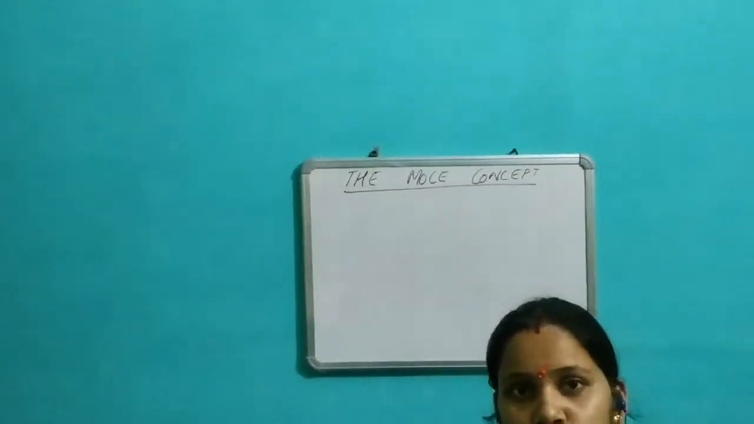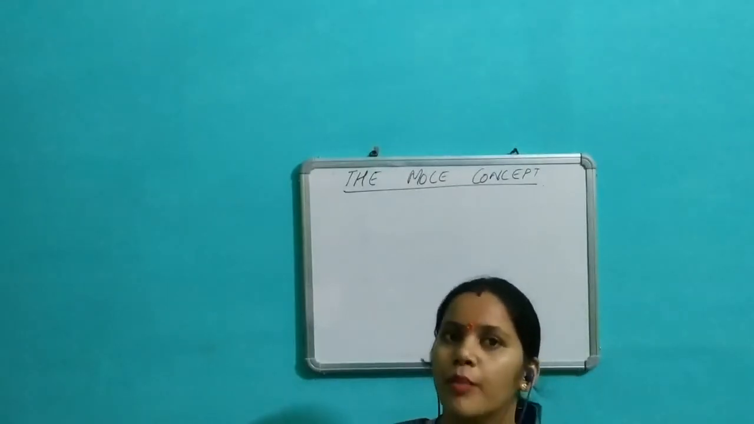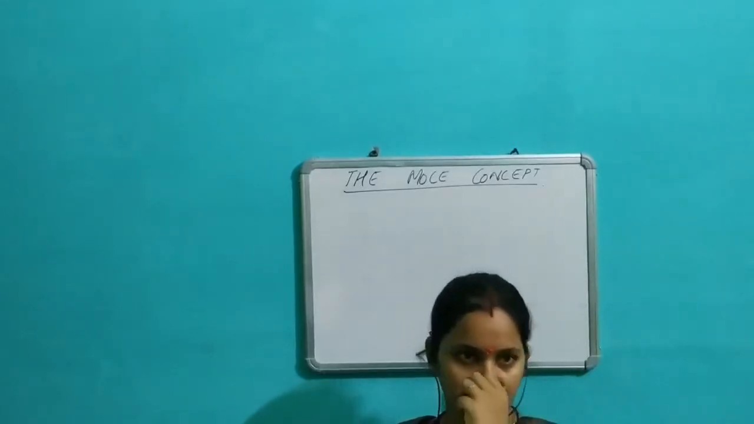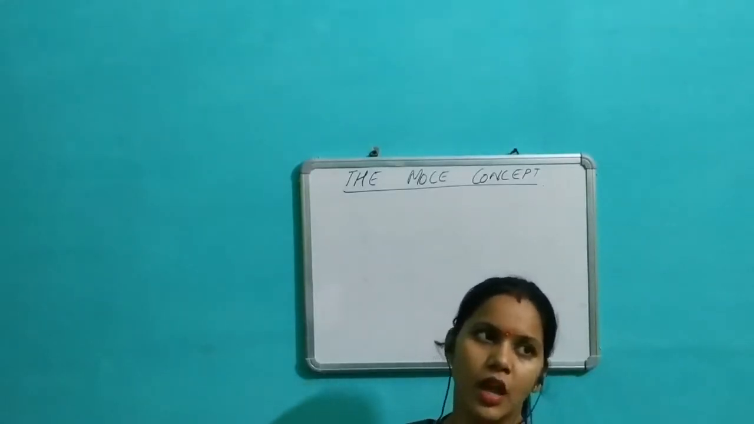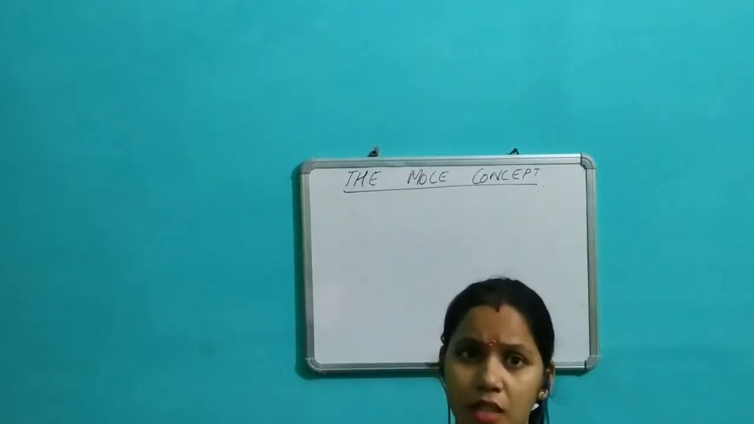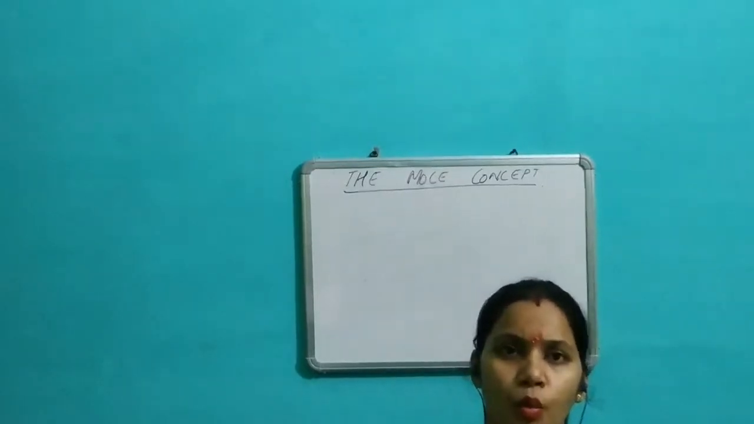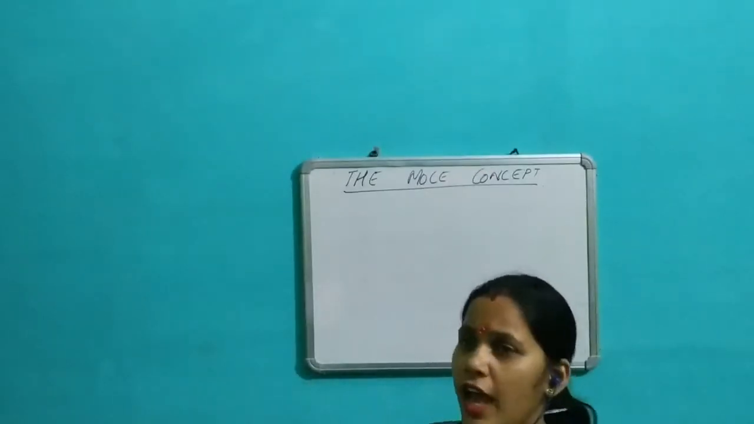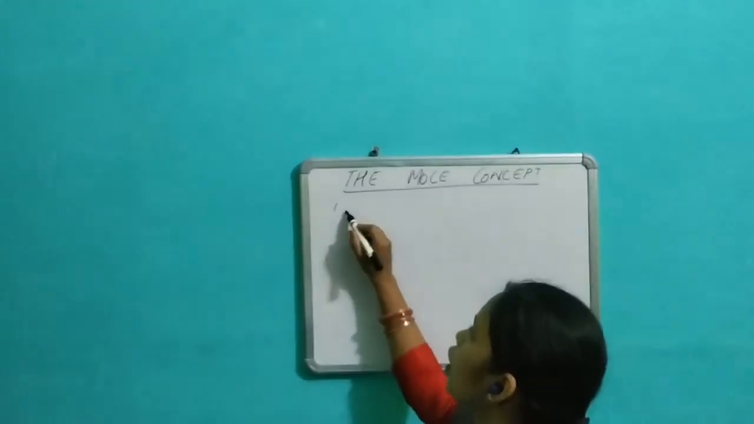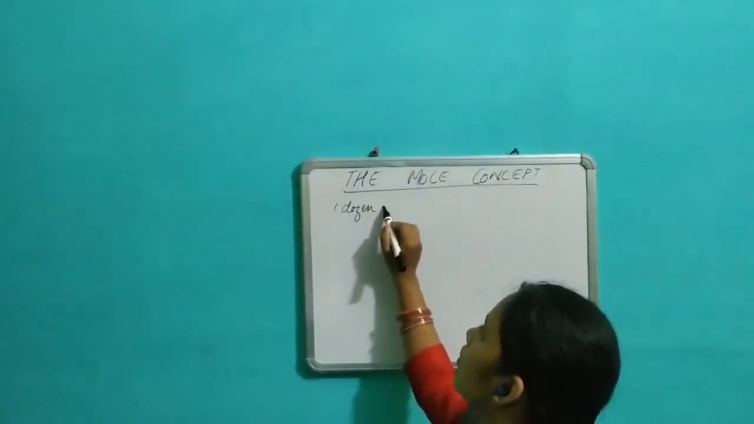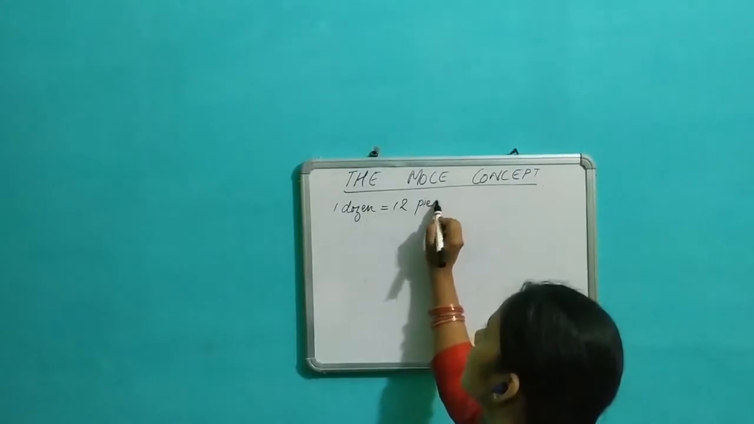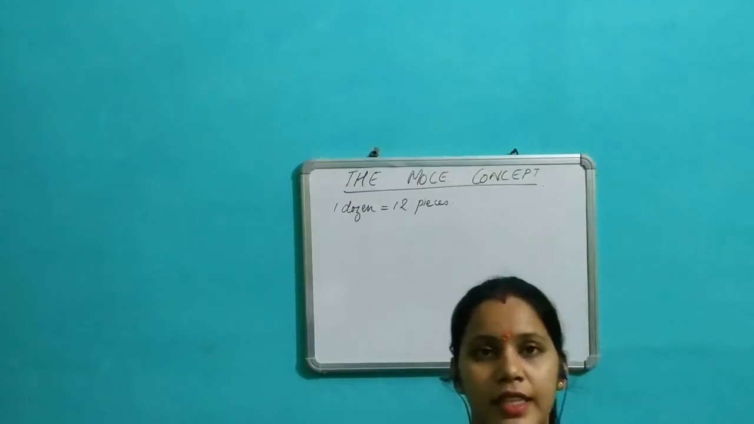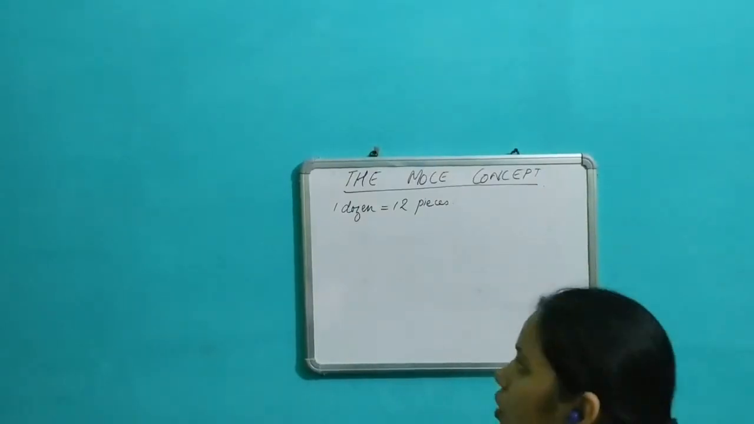Alright, so before we start, let us have some introduction about the mole concept. What is the mole concept after all? We often go to the market and buy things like oranges, bananas, eggs, and we say, please give me 1 dozen of oranges, 1 dozen of eggs or bananas. Whenever there is 1 dozen, we know that 1 dozen means 12 pieces. Correct? Automatically it comes to our mind that 1 dozen means 12 pieces.